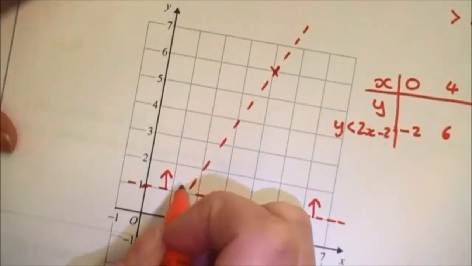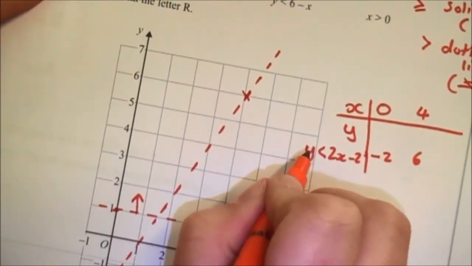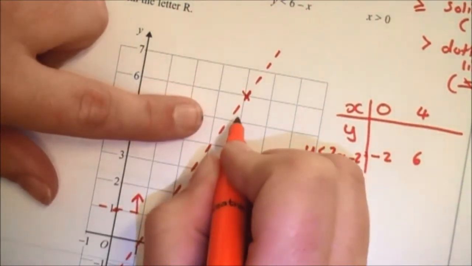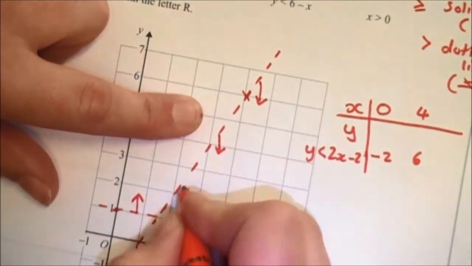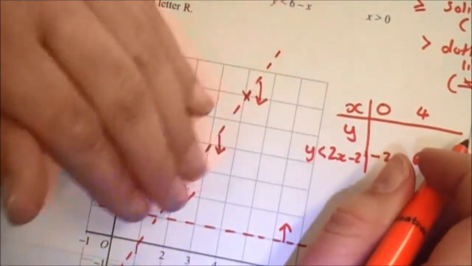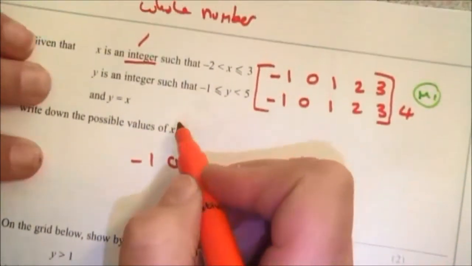Now I need to deal with which region I'm interested in. So I want the area where y is less than that line. If you look here, it's going to be anything underneath the line where y is going to be less than. So I'm interested in all of this area here. I'm not interested in anything up here anymore. So that's my second one done.